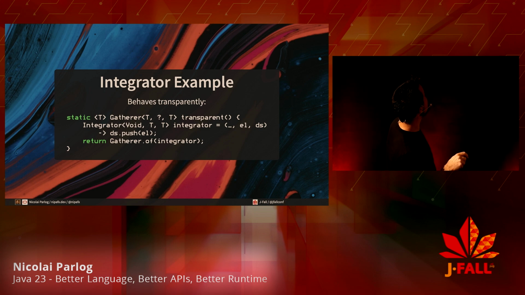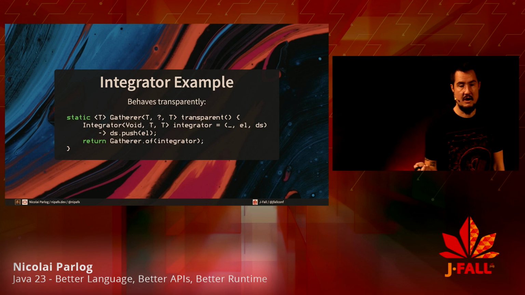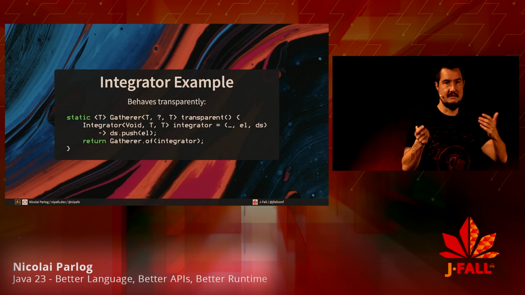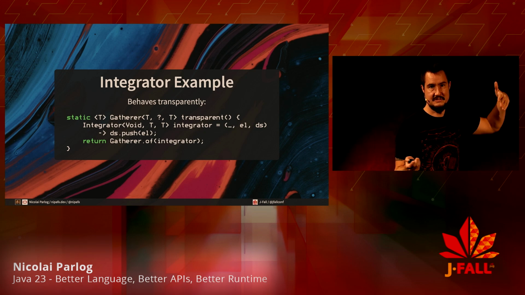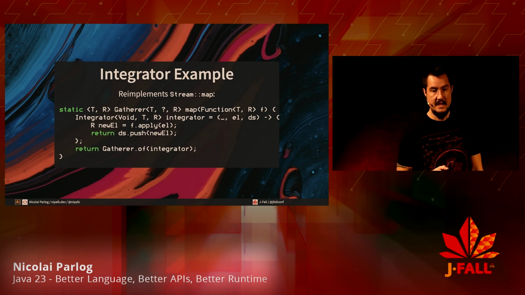OK, so what I'm doing here is I'm creating an integrator that takes the state that I'm going to ignore with the underscore, an element and the downstream. And all it does is it takes the element and pushes it downstream. That's all it does. So it's the simplest possible integrator, and I create a gatherer from that. And now I have a gatherer that does nothing. It's like Gatherer.identity, it does nothing. Let's do something more interesting.